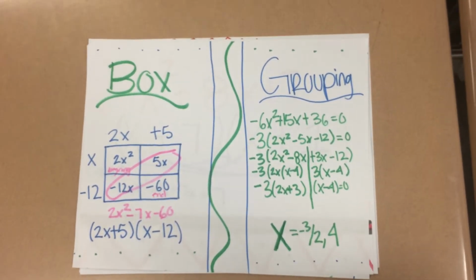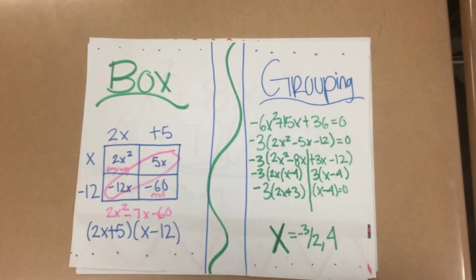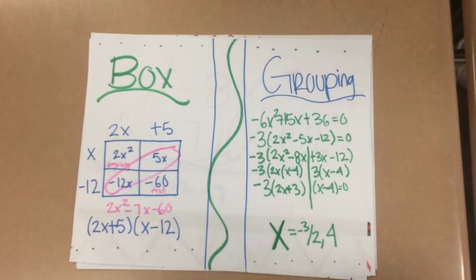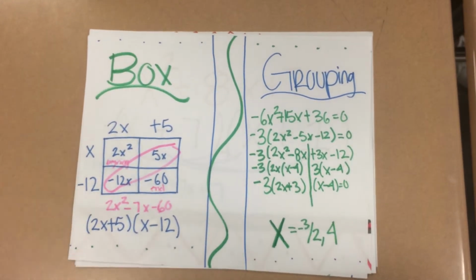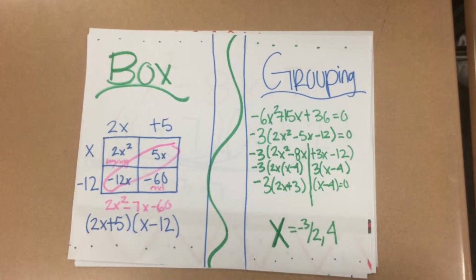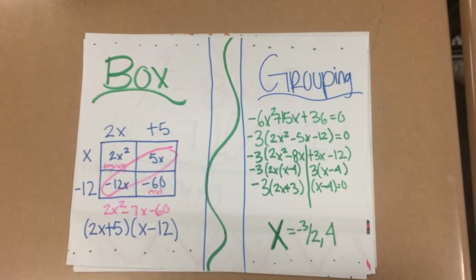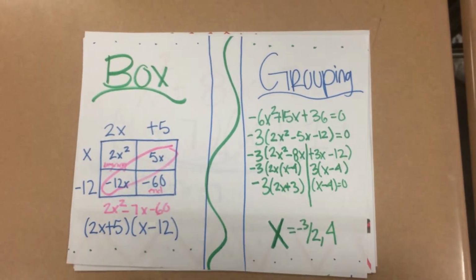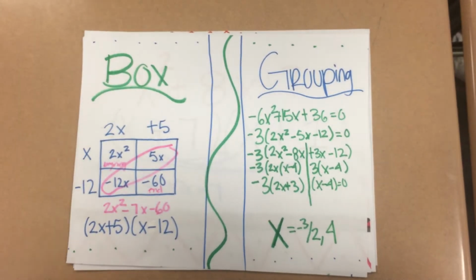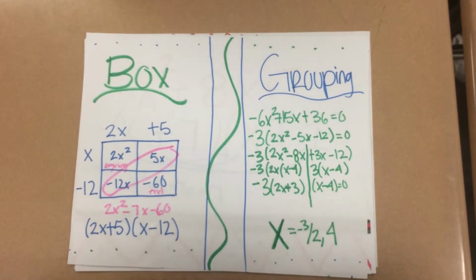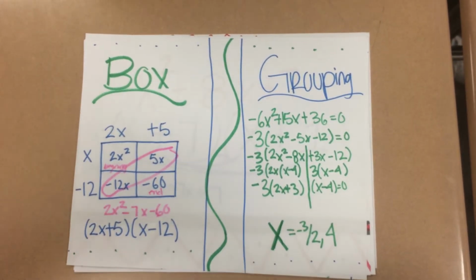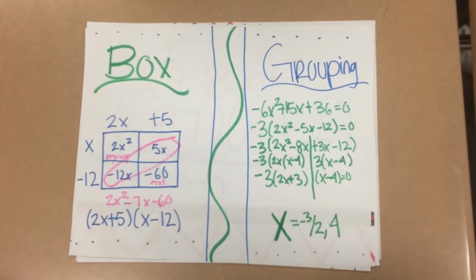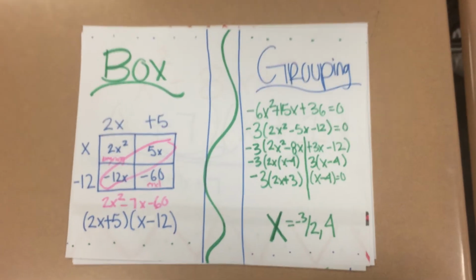In grouping, negative 6x squared plus 15x plus 36 equals 0. Take out a common GCF of negative 3, which makes in parentheses 2x squared minus 5x minus 12. You put in parentheses the 2x squared minus 8x and then plus 3x minus 12 on each side with the GCF of 3 on the end. You FOIL it down and make x and solve for x.